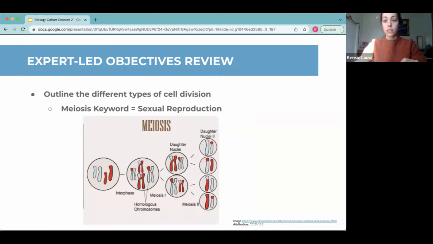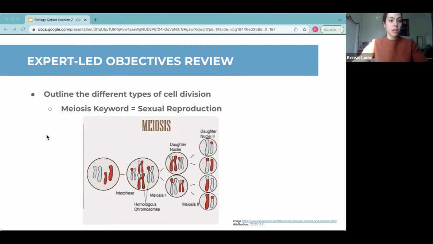So meiosis is similar to mitosis, but it's a little bit unique because it's strictly used for sexual reproduction. So it's how sex cells replicate and divide. So sperm cells and egg cells, which are also called gametes. So again, in all the cells in our body, except for sex cells, you have 46 chromosomes, so 23 pairs.